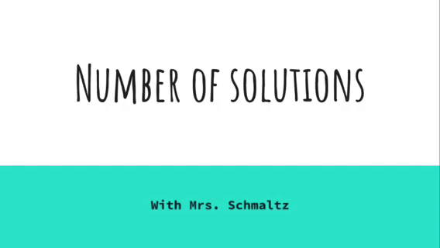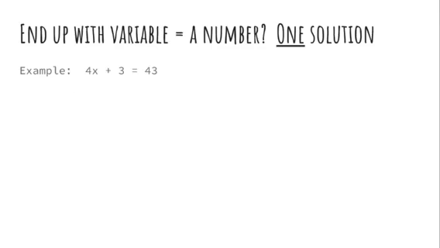It's Mrs. Schmaltz here. In this video, I'm going to teach you all about how to figure out the number of solutions that a single variable equation has. And I really like these because it's kind of tricky and it gives you something extra to think about instead of just an x or a variable equals a number. First of all, if you do end up with a variable equals a number, that's going to give you one solution. That one solution is whatever number you found.